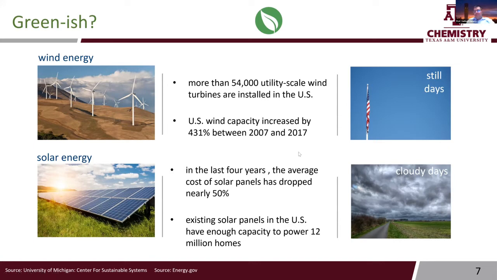But the problem with solar and wind, of course, is that you've got cloudy days and still days when these are not available, right? So how do you make these energies more dispatchable? What does dispatchable mean? How do you make it so that when a power grid wants the energy, you have it ready to send?